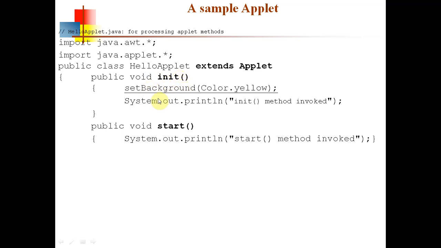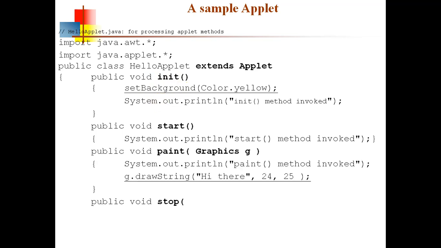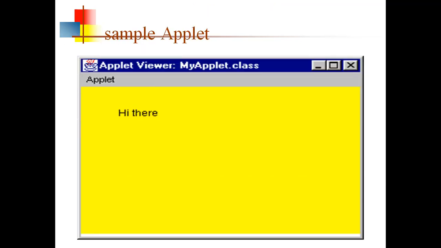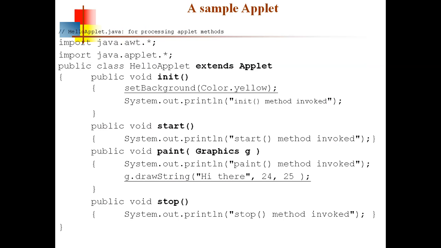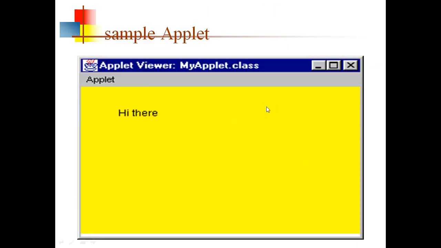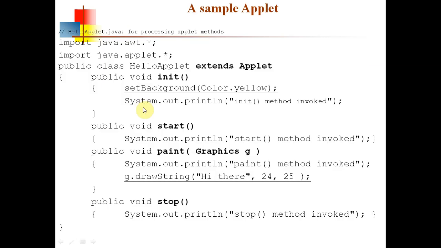And with setBackground we change the background color to yellow. You can see the output here; in the next window the output is yellow. So init will convert the background to yellow, and it will print "init method invoked" with System.out.println, and it will be displayed over here. However, it is overlapped by some other output. Then we have written here public void start, System.out.println "start method invoked". So it will display after "init method invoked"; after this it will display "start method invoked".